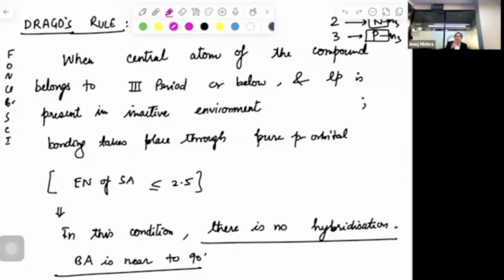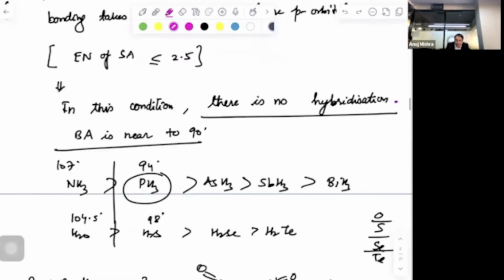But please keep in mind Drago's rule. Frankly speaking, nobody should ask you hybridization of PH3. If somebody is asking, that means he does not know that Drago's rule is applicable, right? So PH3 will not show any hybridization or no explanations given for that. Is it clear? Now let's see some angles.